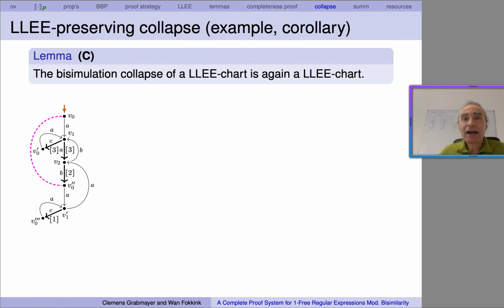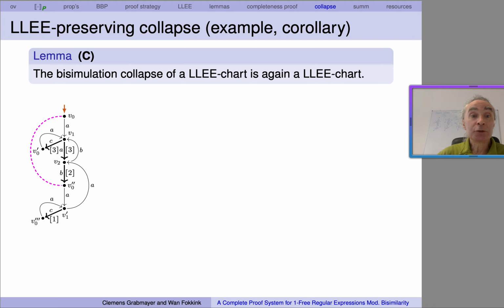Now, to give you an idea of the proof of the main lemma, that the bisimulation collapse of a Lie chart is again a Lie chart. What we do here is that we do not go to the bisimulation collapse in one step, but we choose a vertex-wise, point-wise collapse procedure that preserves the property Lie. So here in this example, you see a Lie witness, and in it two bisimilar points, V0 and V0 double prime.